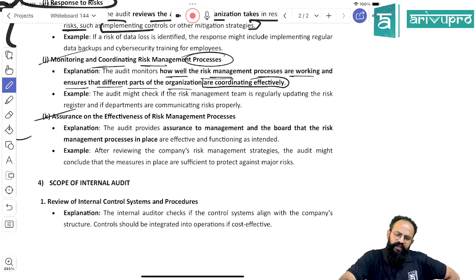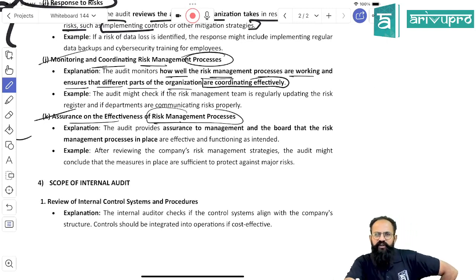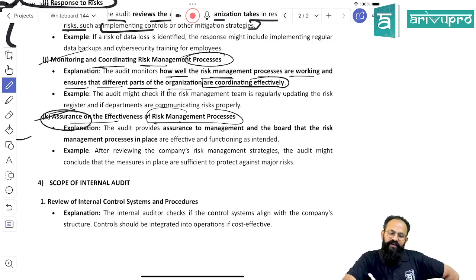Next one, assurance on the effectiveness of the risk management process. Assurance is, end of the day, after doing all of this, the board of directors will feel, now I can go and sleep peacefully. Now my objective is assured. Yes, risk is taken care of.